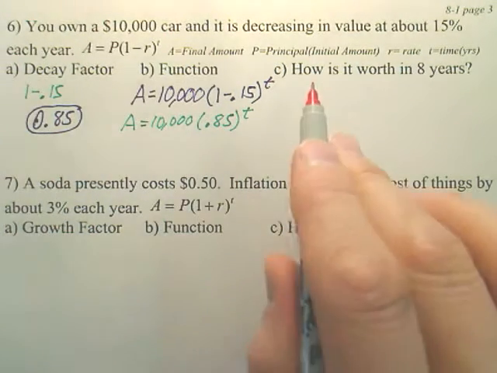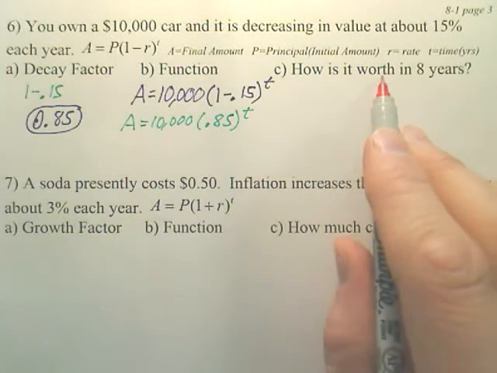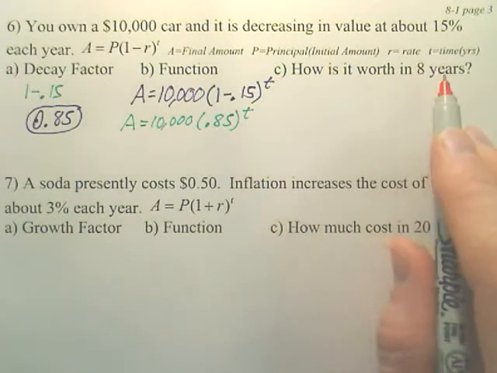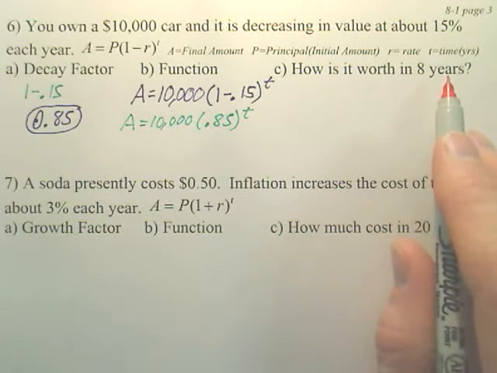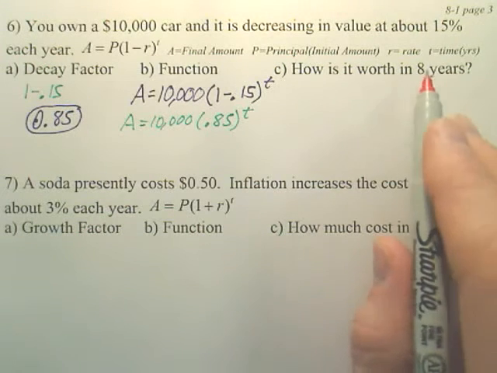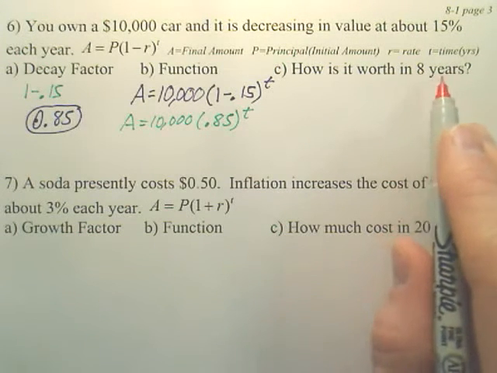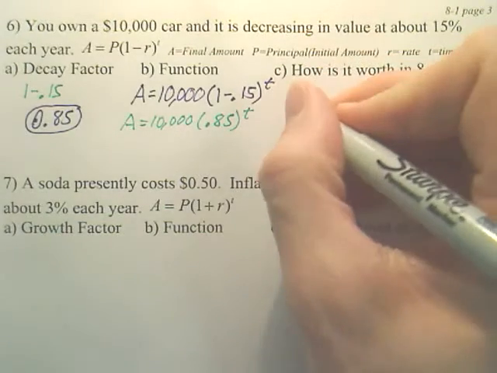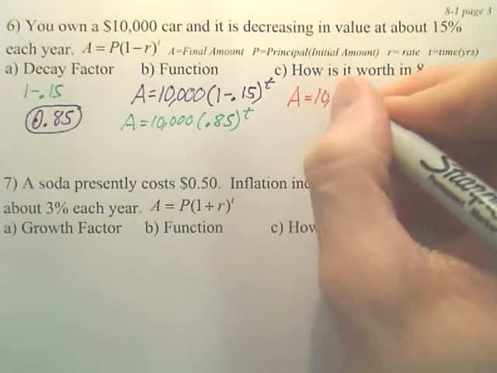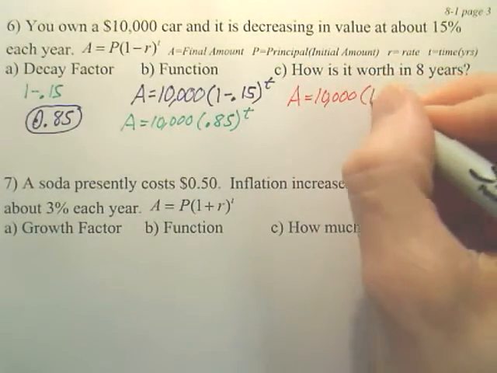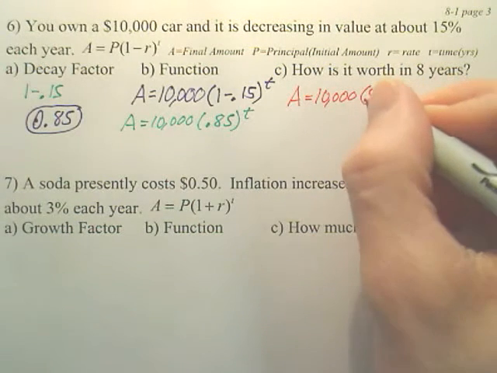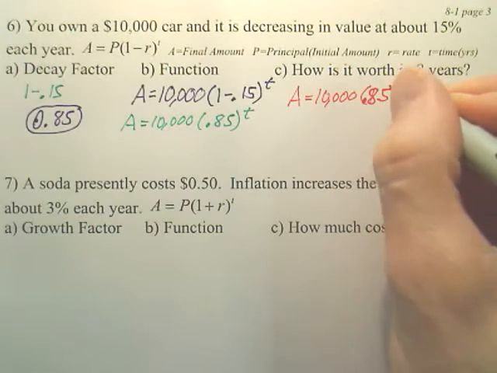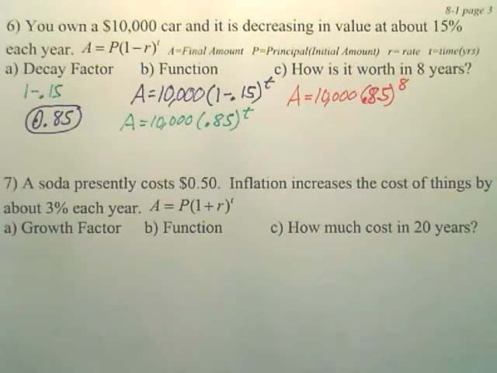Next question. How much is it worth in 8 years? What do you think you would do to find out how much it is in 8 years? Is it 8 times years? So all you would do is the following. A equals 10,000 times 0.85, and this would be to the 8th power.